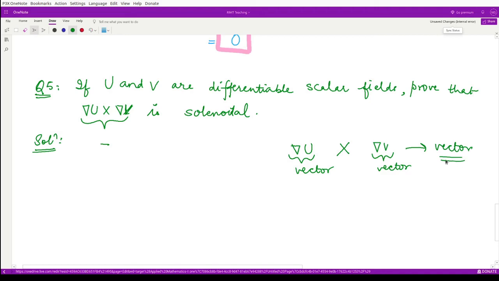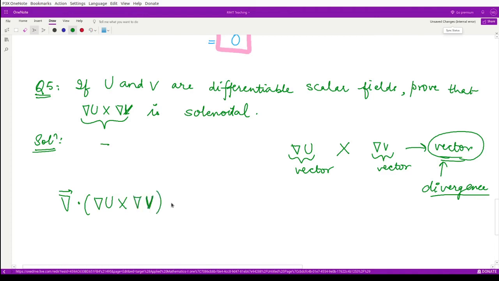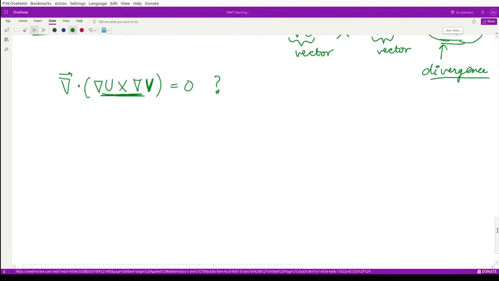If this is a vector, we can check the divergence of this particular vector. To check the divergence, we check whether del dot of this whole quantity, that means the gradient of u cross the gradient of v, is equal to 0. If yes, then this vector is solenoidal. If not, then this is not solenoidal.